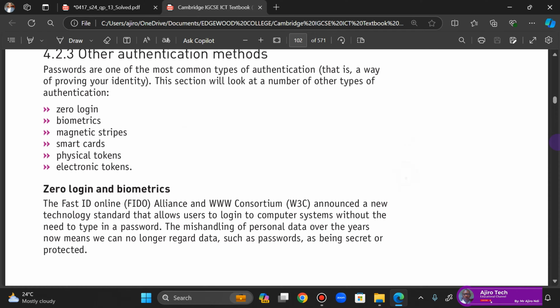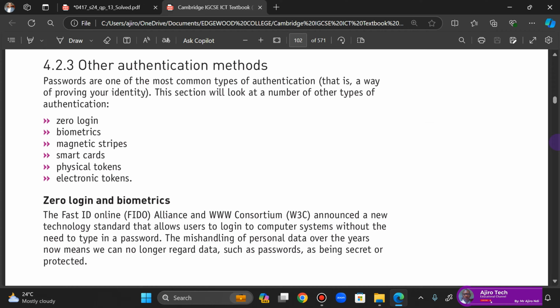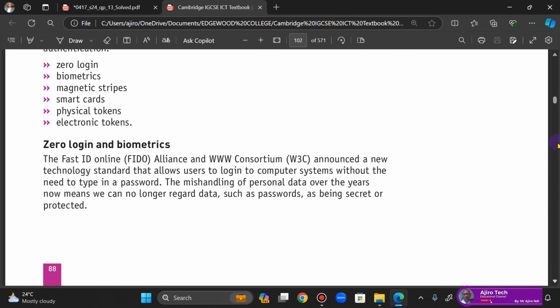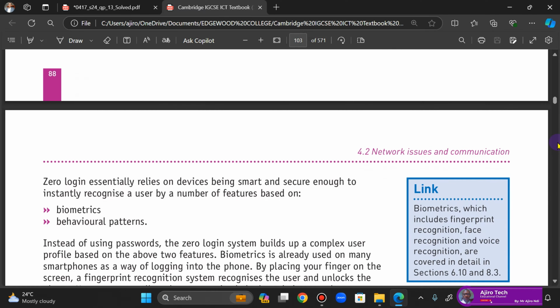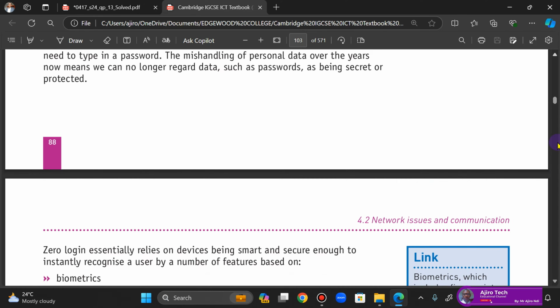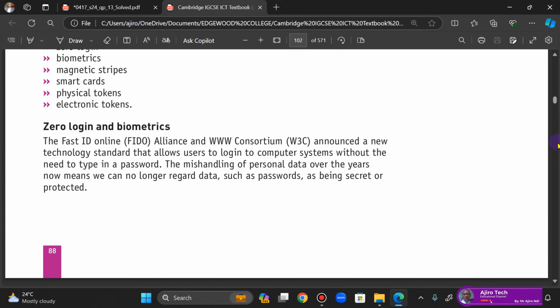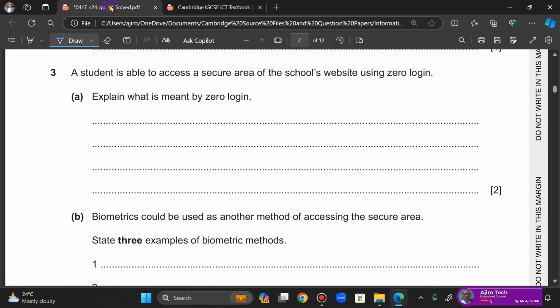So this is zero login and biometrics. Zero login essentially relies on the device being smart and secure enough to instantly recognize a user by a number of features based on what? Biometrics. So the whole idea is that you are able to log into the system without the need to type in a password. So I'm just going to go with this, that this is chapter 4.